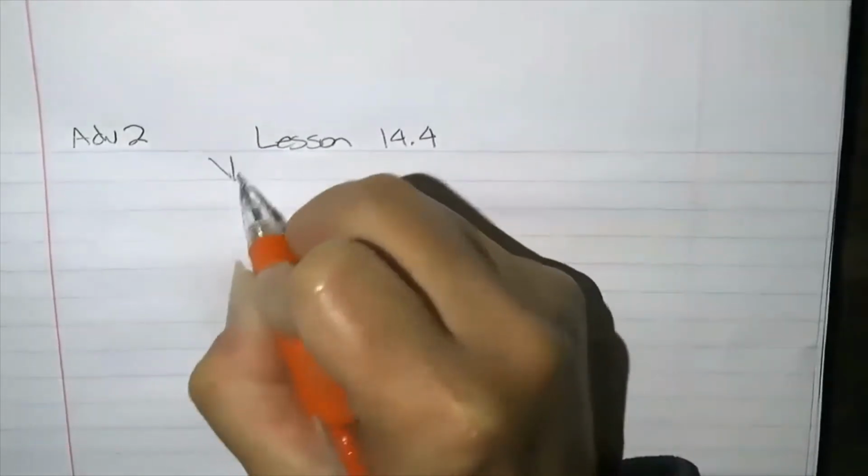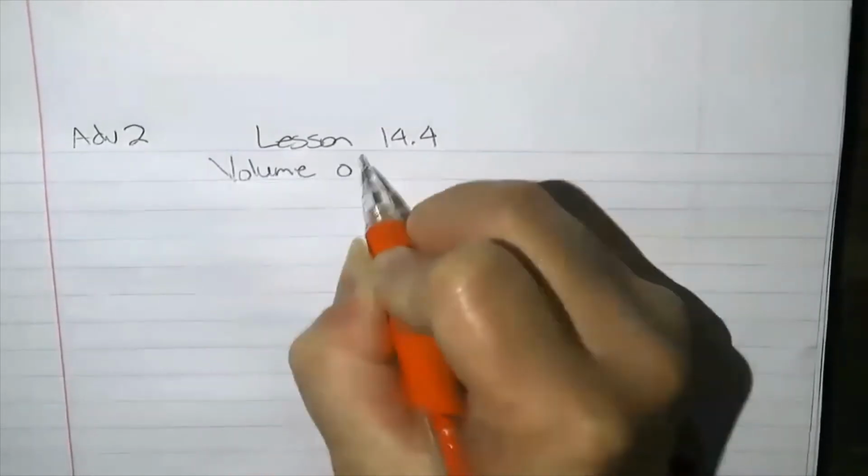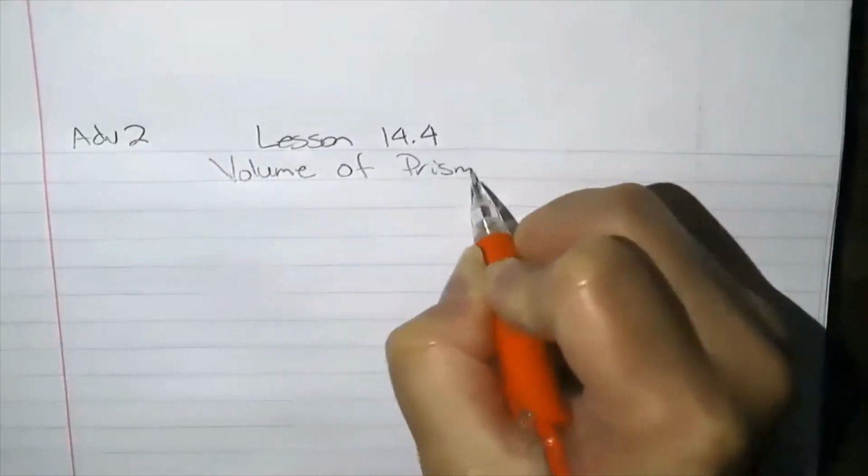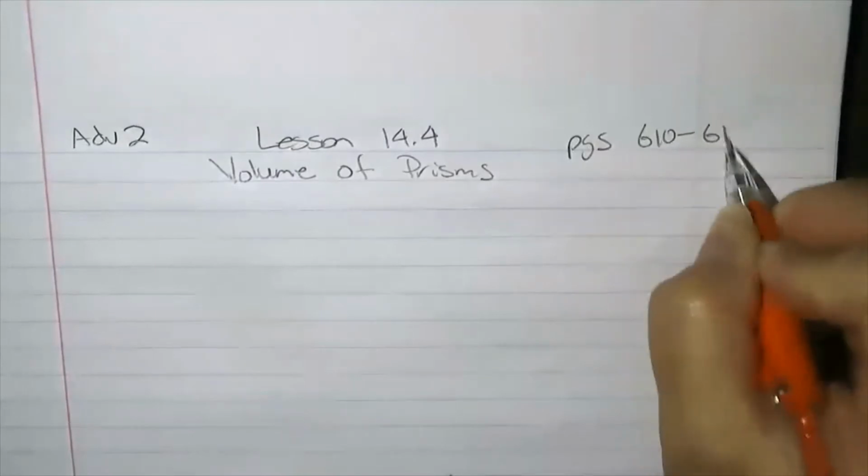We are doing lesson 14.4, volume of prisms. And it can be found on pages 610 and 611.